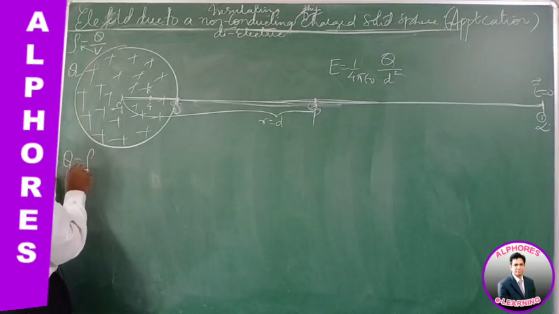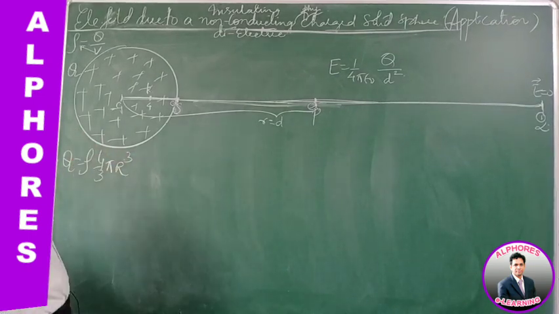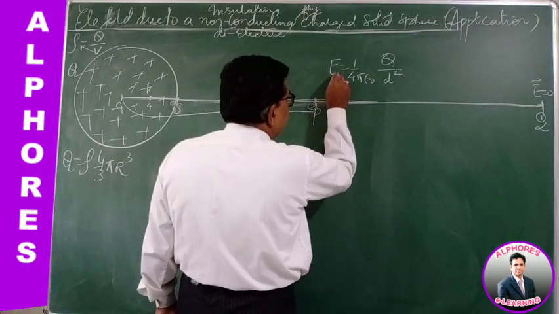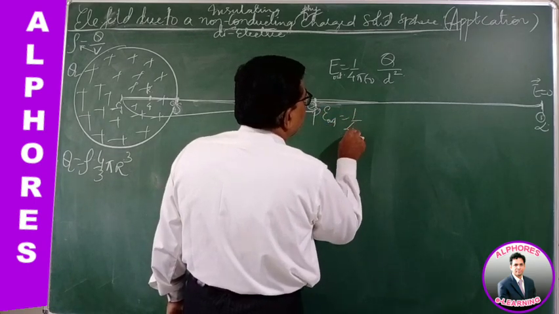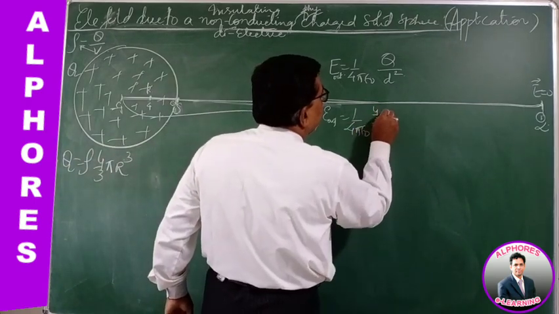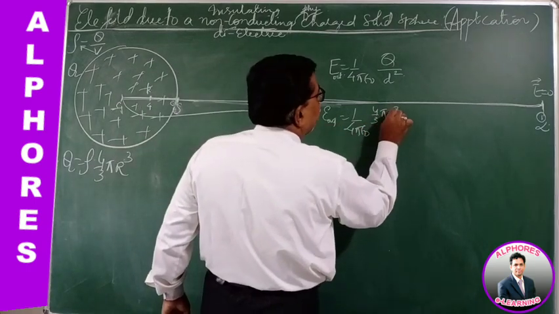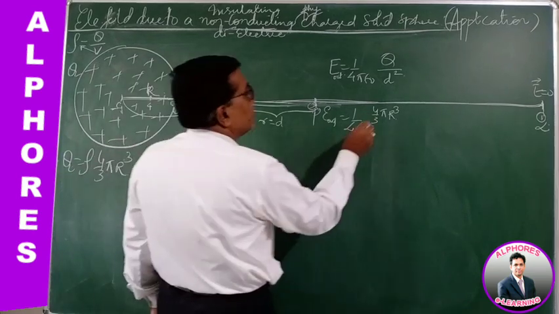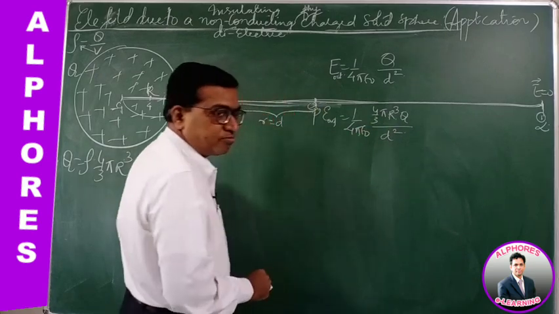So charge Q is rho into 4 by 3 pi r cube. Substituting, the electric field at any outside point, E outside, is 1 by 4 pi epsilon naught, Q I shall substitute as 4 by 3 pi R cube, sorry, capital R, since the radius of the sphere given is capital R. 4 by 3 pi capital R cube into Q by d square.